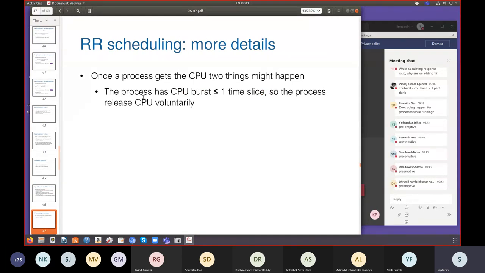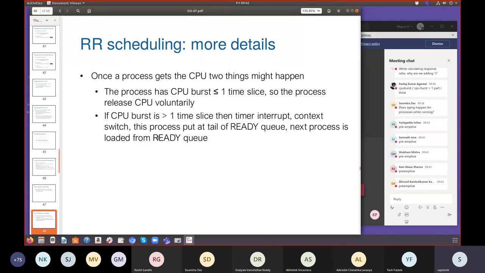Now the thing to understand is that once a process gets the CPU, two things can happen. First, the process has a CPU burst of less than one time slice. Maybe it executes for a small amount of time and then asks for IO, or asks to wait for a child to complete. So the CPU burst time is less than one time slice, and therefore the process releases the CPU voluntarily within its time slice.